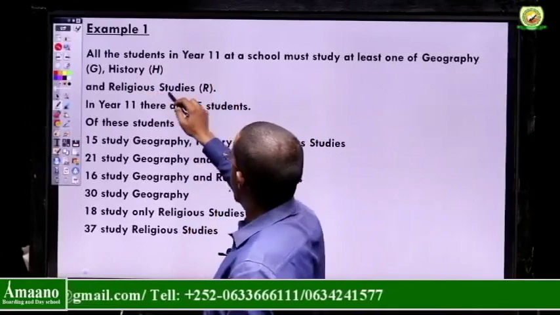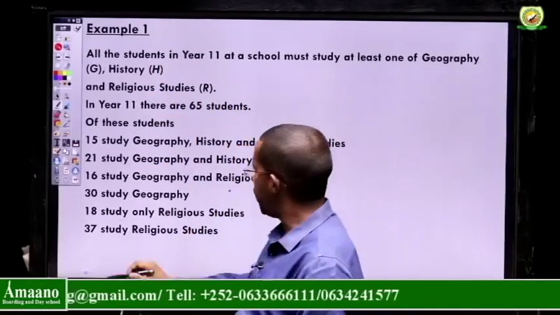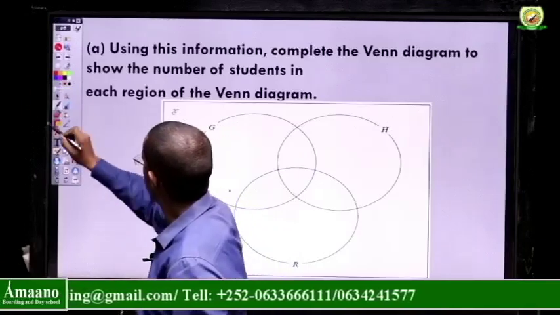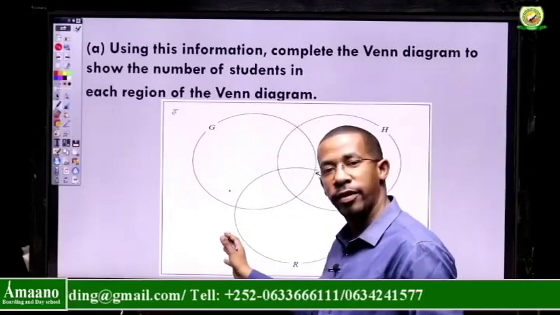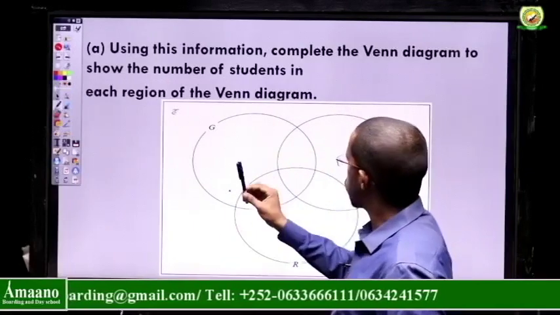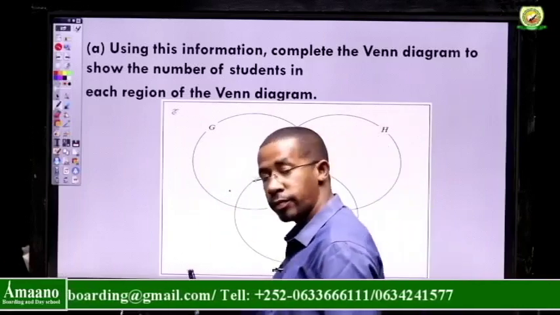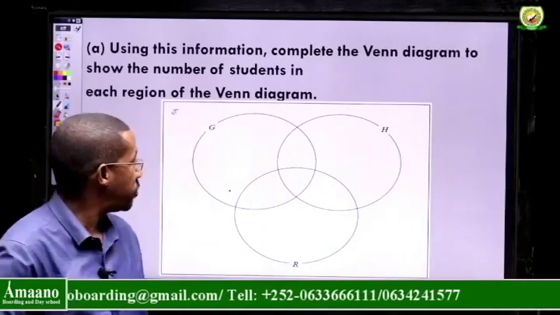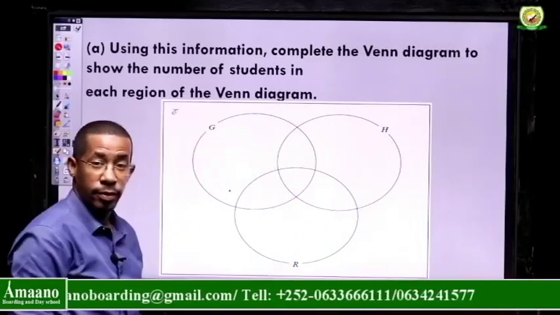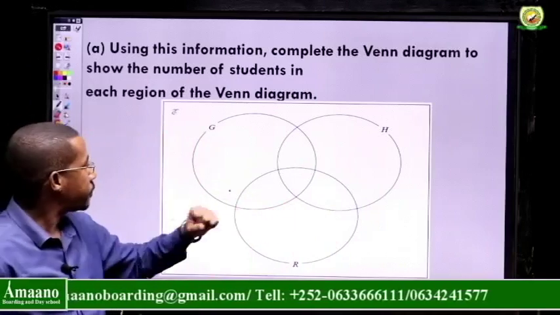This information here, we can show it with a Venn diagram of this kind. And in this Venn diagram, each of those options, geography, we will represent it with a circle. A ring, we will draw a ring for geography, history, and religious studies. So you have to come up with something like this.